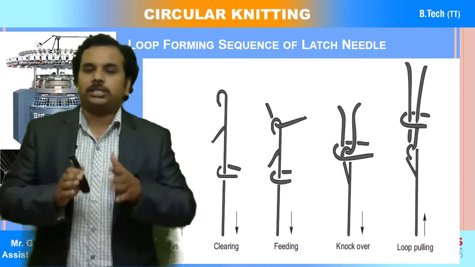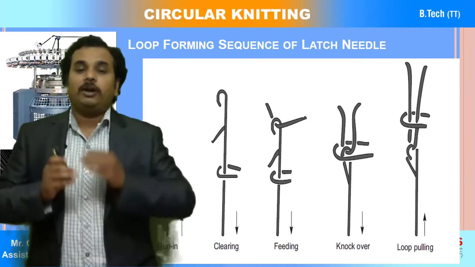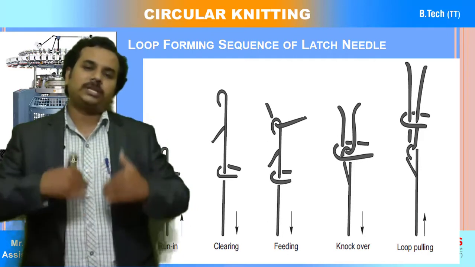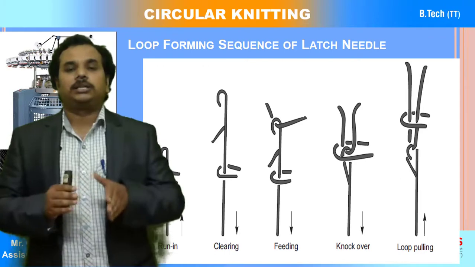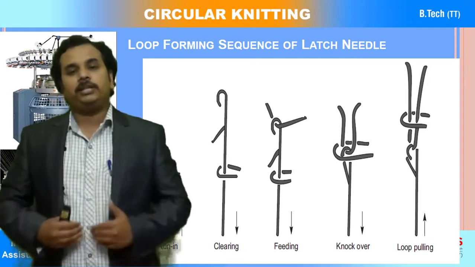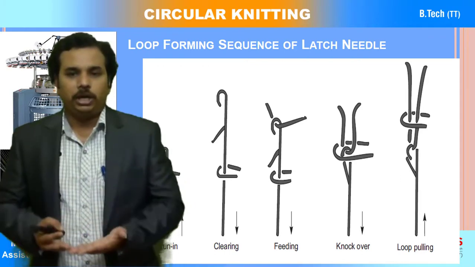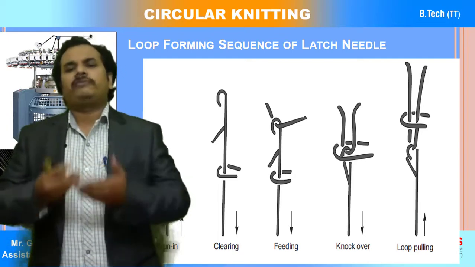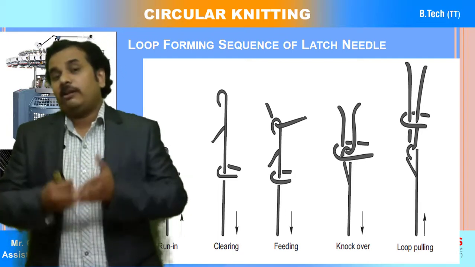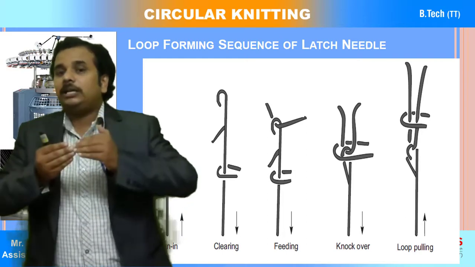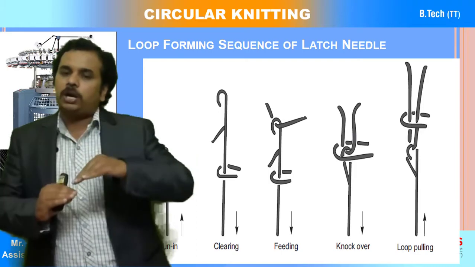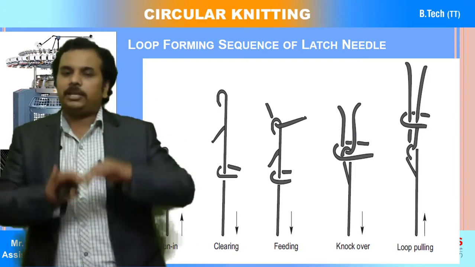Okay. So in the third step, what is happening? We are feeding the yarn. In the second step, the whole loop is cleared from the latch, and in the third step, we are feeding the yarn to the needle loop. So after feeding, when the needle is starting to lower down, just starting to lower down, that time we are feeding the yarn.